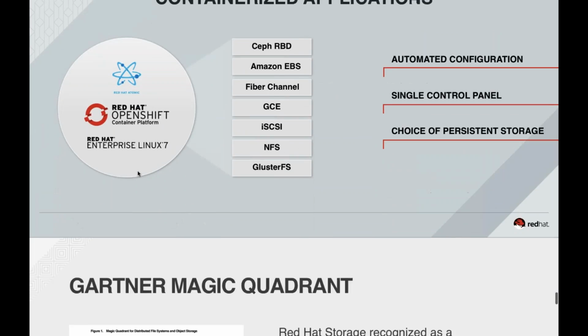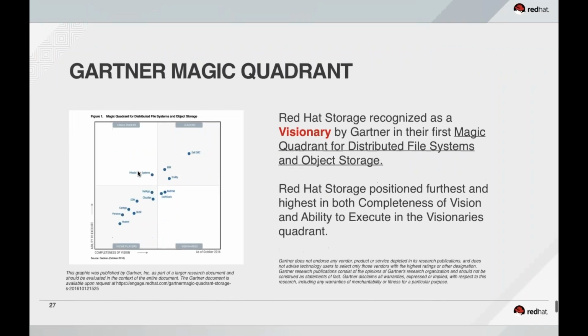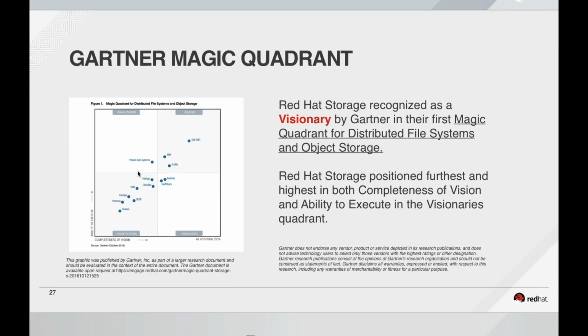Now, let me do some bragging, if I may use the term. This is a badge of honor slide for Red Hat Storage. We have been listed as a visionary in the first ever Gartner Magic Quadrant report, also known as the MQ report, on distributed storage systems.